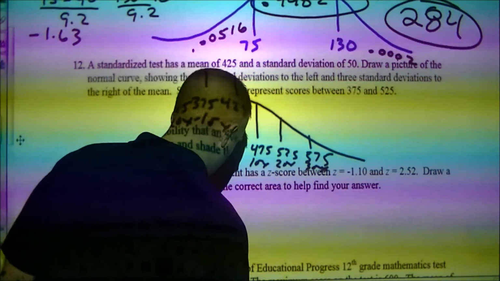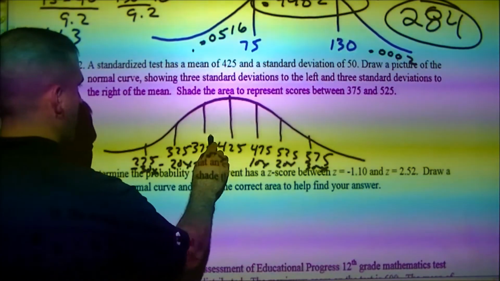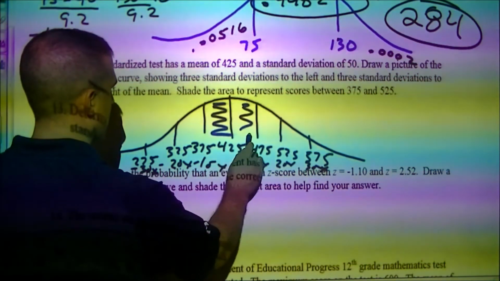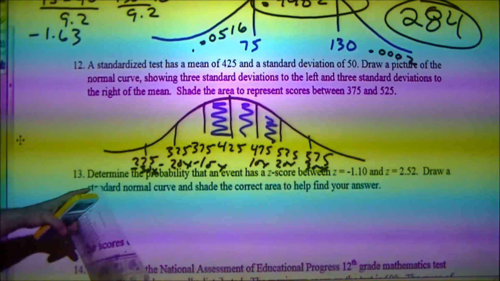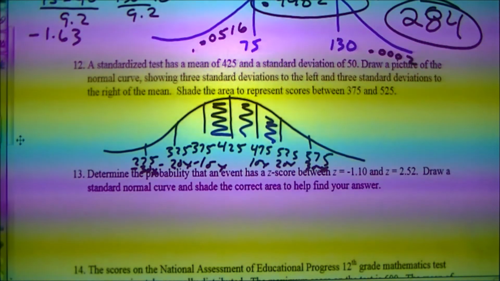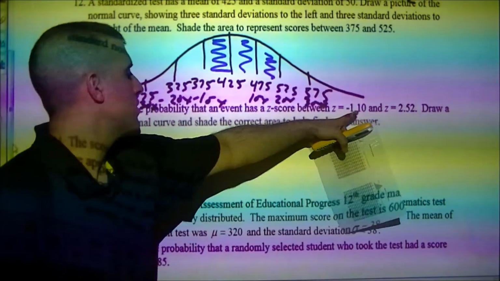Shade the area that represents between 375 and 525. So what I would do is just shade these. Those are between. Determine the probability that an event has a z-score between those two.